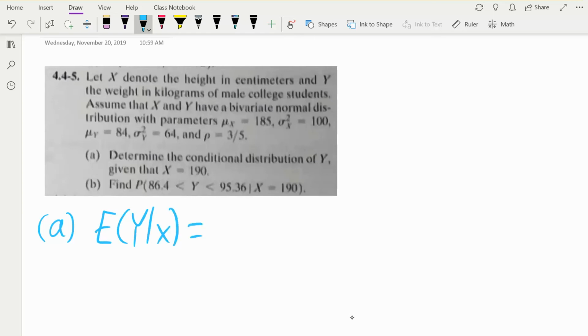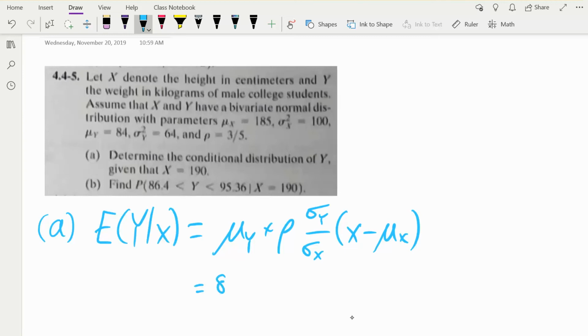What was the formula for the expected value? Mu of y plus rho times sigma y over sigma x times x minus mu x. Good. So we just need to plug in those values in this case, right? Mu sub y is 84. Rho is 3 over 5. Sigma y is 8. And sigma x, x, and mu x.